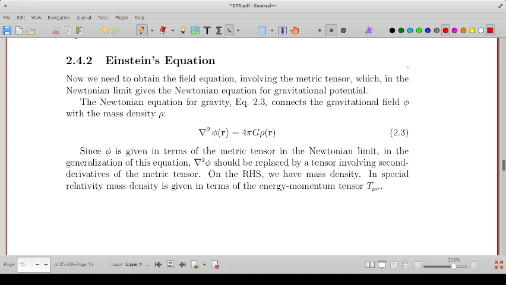for the gravitational potential, which was del square phi equal to 4 pi G times rho, where phi is the gravitational potential and rho is the mass density at the point R.